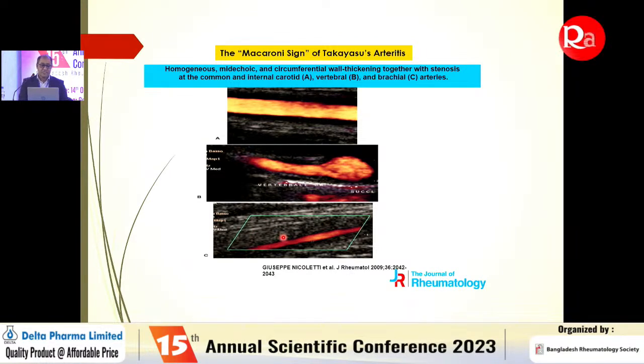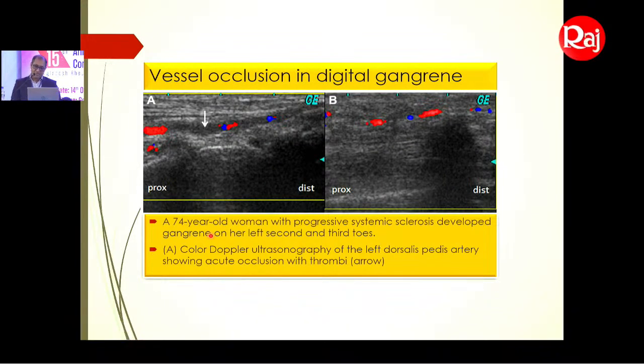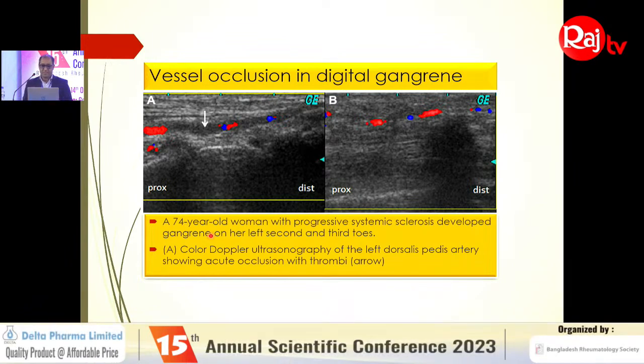In Takayasu arteritis, there may be a macaroni sign, that is homogeneous mid-echoic circumferential wall thickening together with stenosis. We can find it in Takayasu arteritis. By seeing this picture, we can identify Takayasu arteritis. In polyarteritis nodosa, by grayscale image, we can see the aneurysm. There are aneurysms, and they could also be found in power Doppler images. If there is occlusion of the vessels in systemic sclerosis or other vasculitis, it could be identified by musculoskeletal ultrasonography. Vascular imaging is possible.